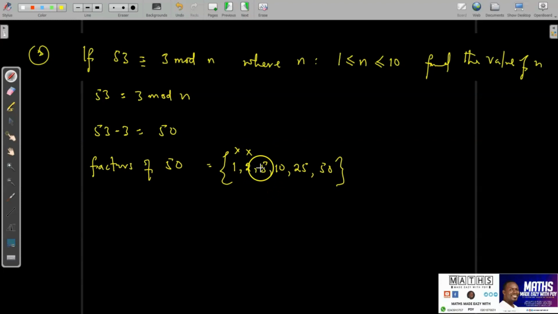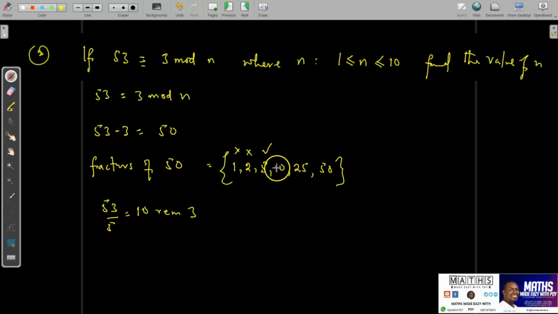Let us come to 5. 53 divided by 5. 10. A remainder of what? 3. We have 10, a remainder of 3. So it means 5 is a possible solution here because you're having the remainder as 3. So the n value can be 5.